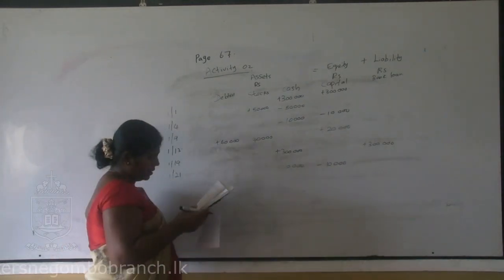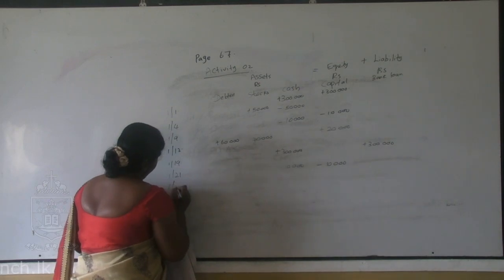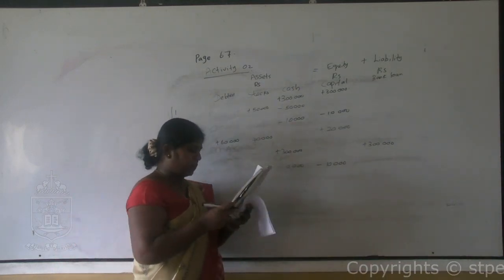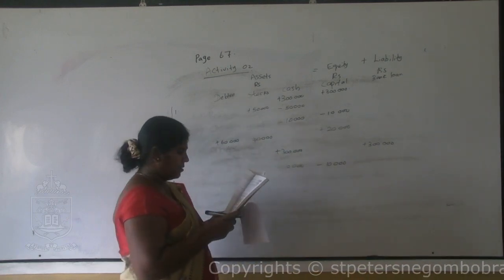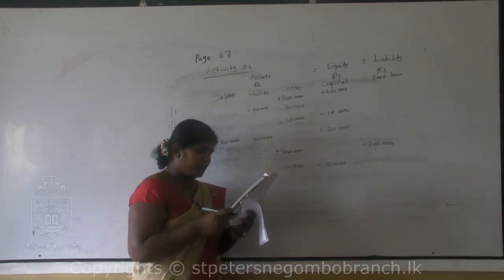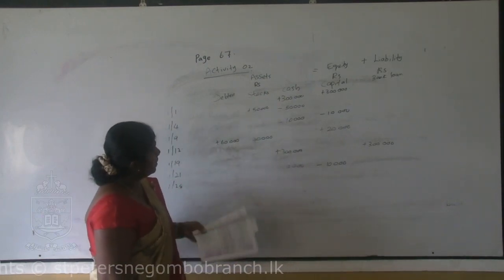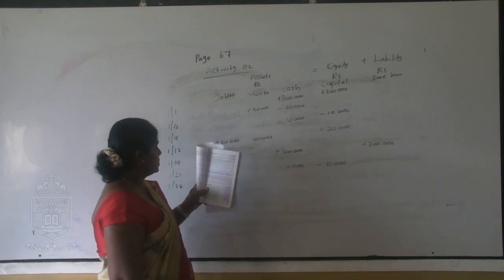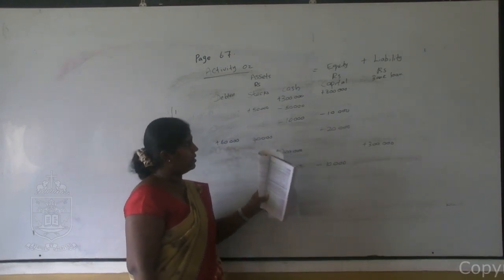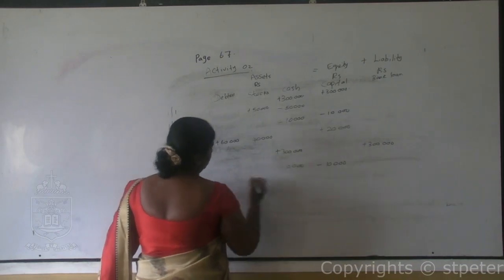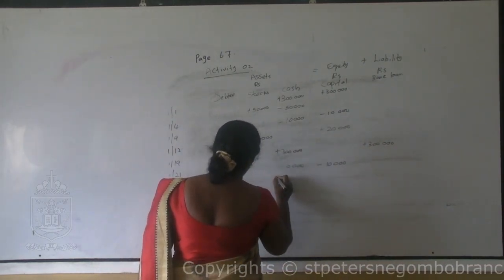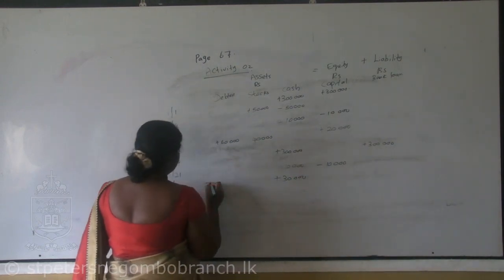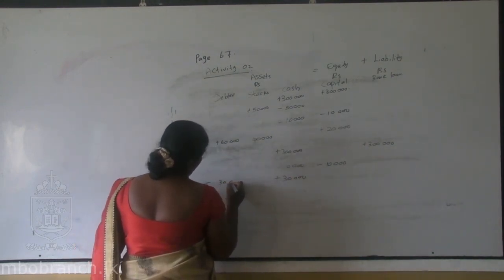So next one, 28th of January. Receive 30,000 rupees from debtors. That means definitely debtors amount will decrease 30,000 and cash amount will increase 30,000. So you should write here the amount. Cash increase 30,000, debtors decrease 30,000.